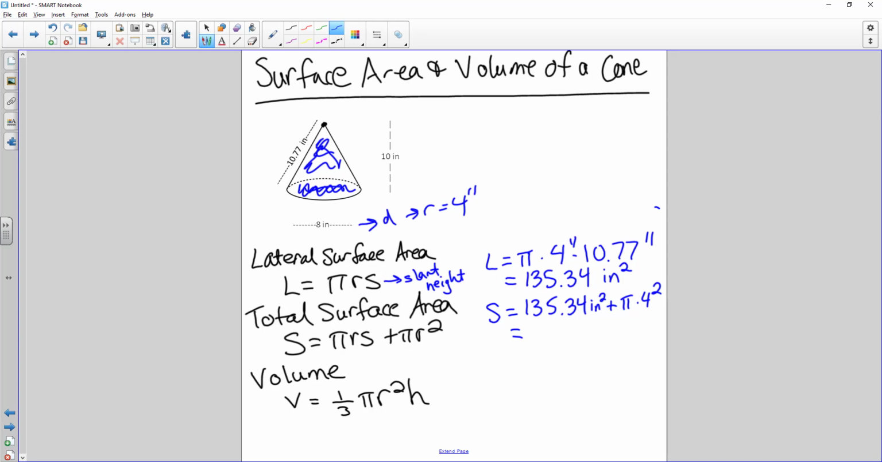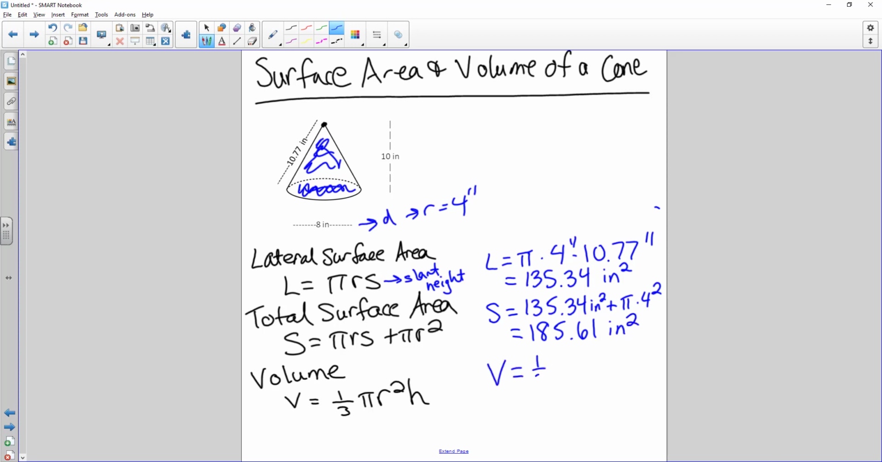So if I add on to the 135.34 pi times 4 squared, I'll be up to 185.61. Still area, so still square inches.